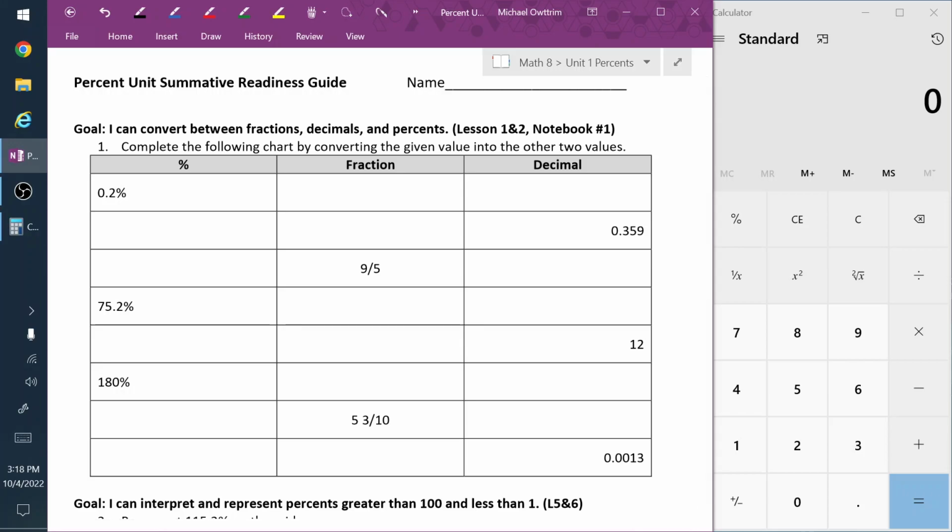Hello class, today we're taking a look at our percent unit summative readiness guide. First thing we did in the unit was we dealt with converting between fractions, decimals, and percents. And the main idea here is that your percent sign or the word percent means out of 100.